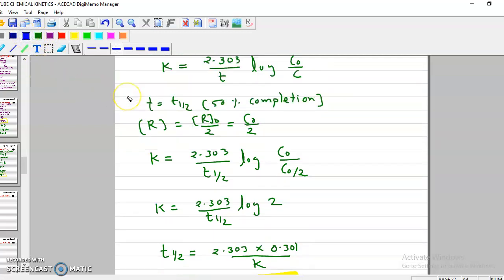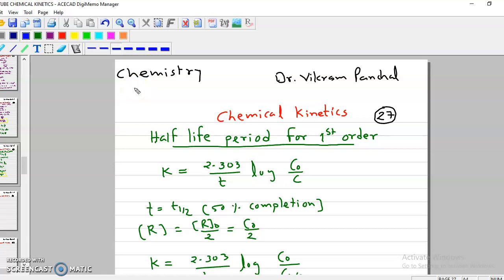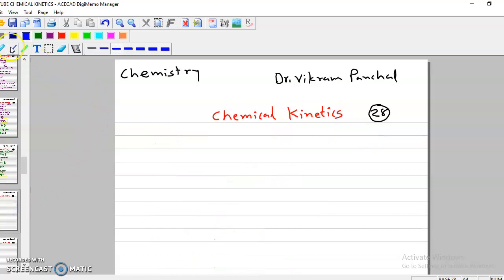Okay, now we can draw a graph for a first order reaction. A graph for a first order reaction would be like this. Here on the y-axis we will take log C or log R, and on the x-axis t, time. Okay, here the graph will be like this.